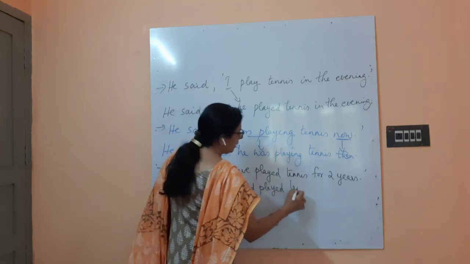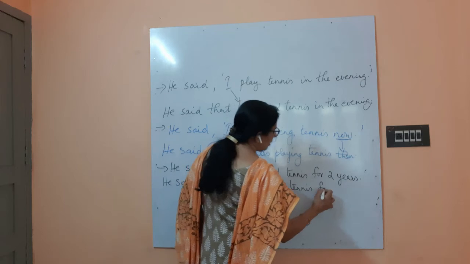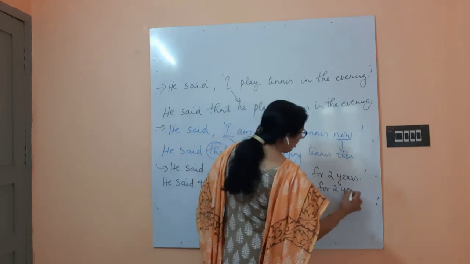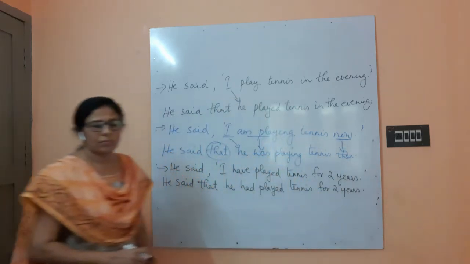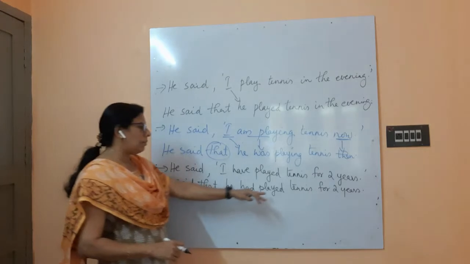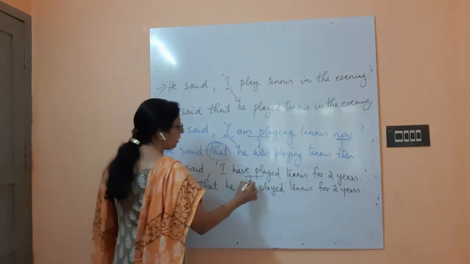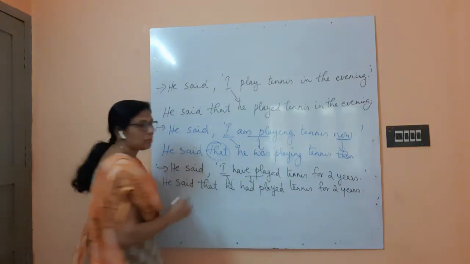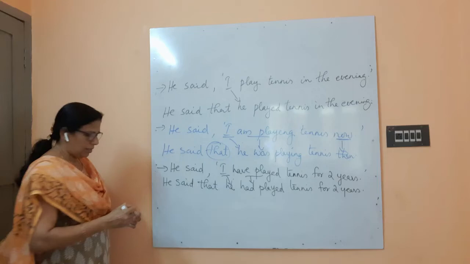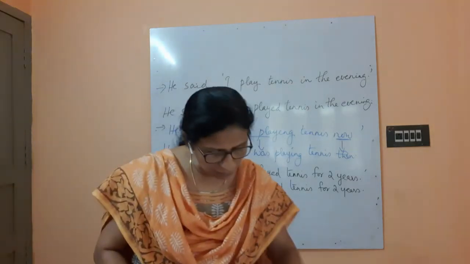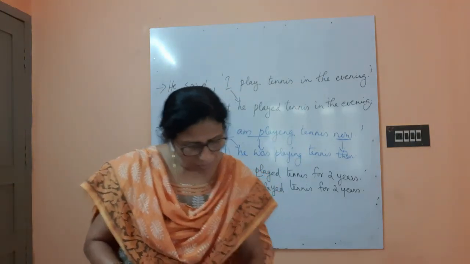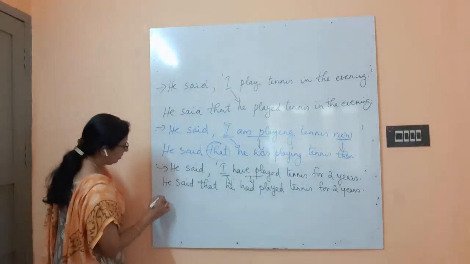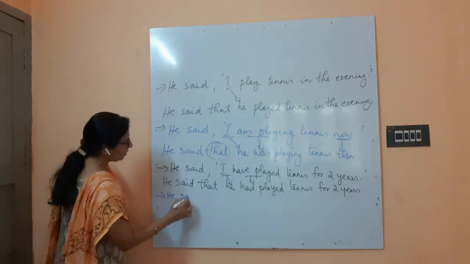He had played tennis for 2 years. Okay, he said that he had played tennis for 2 years: present perfect to past perfect, I to he. Okay, so this is clear, present perfect to past perfect. Now present perfect continuous to past perfect continuous.